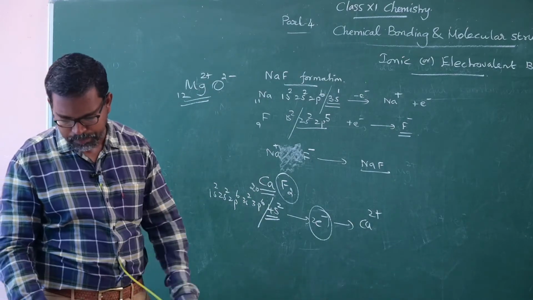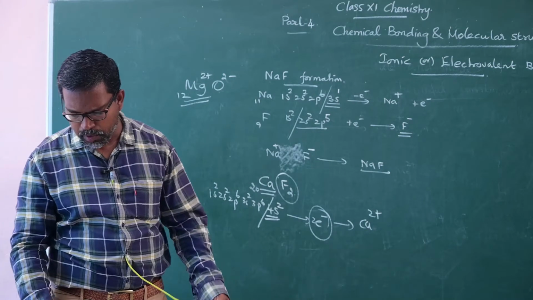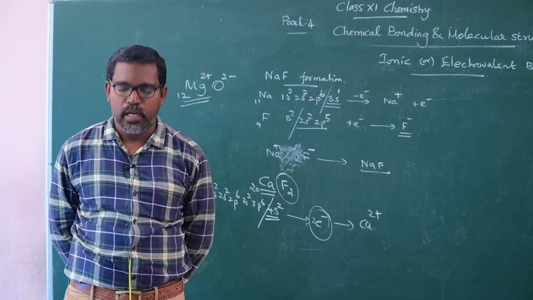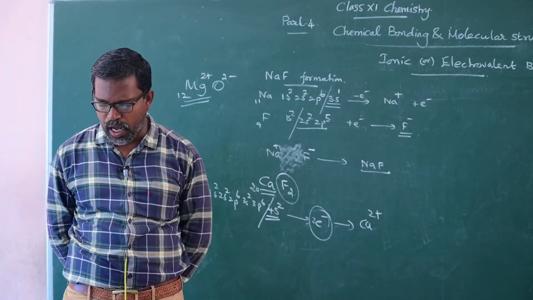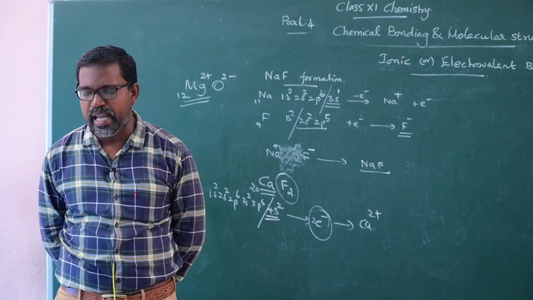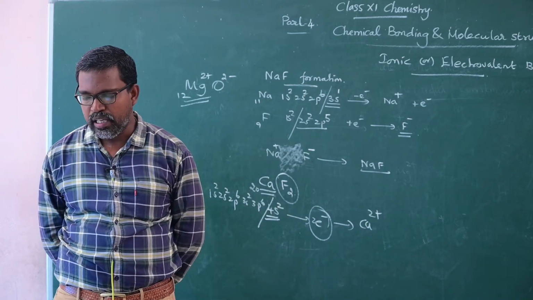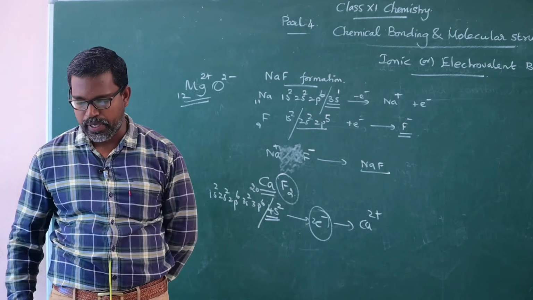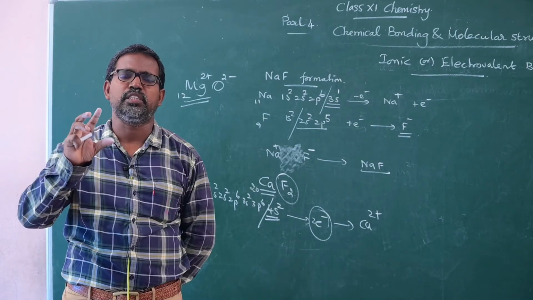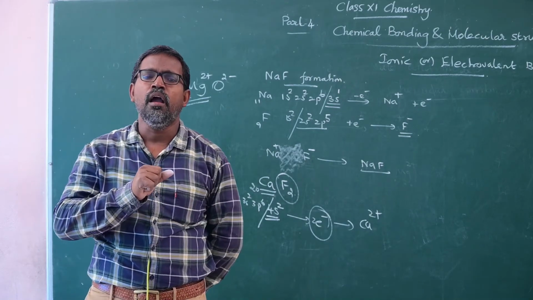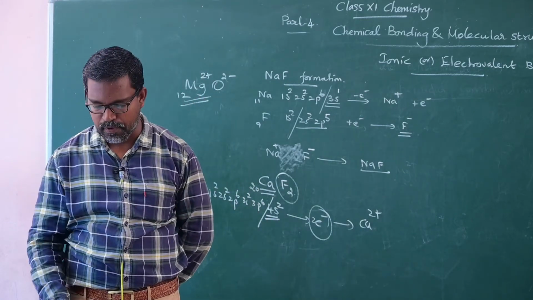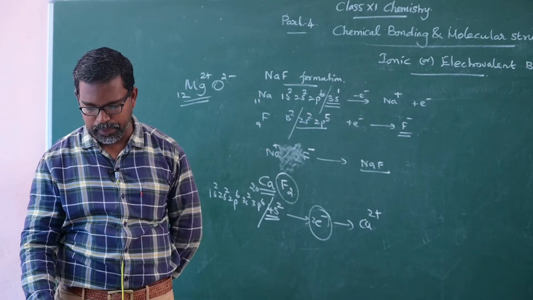Now, what are the factors which affect the formation of an ionic bond? The first one is low ionization enthalpy. The second one, high electron gain enthalpy. The third one, high lattice enthalpy. These are some of the factors on which ionic bond formation majorly depends.